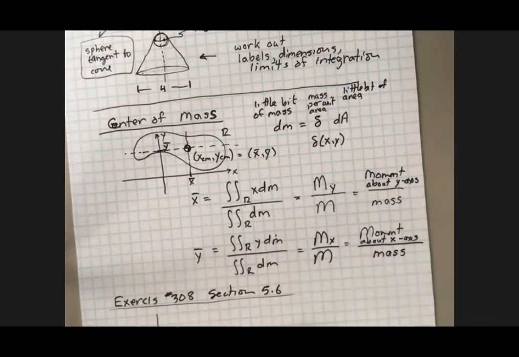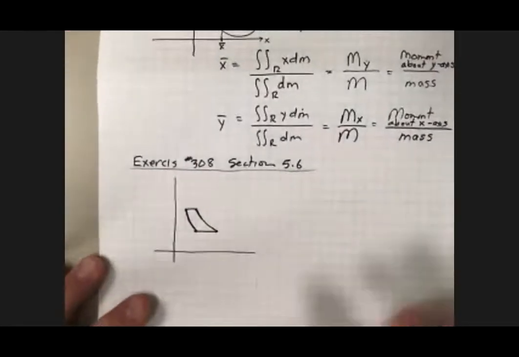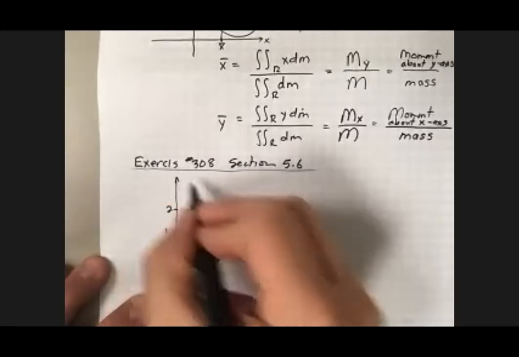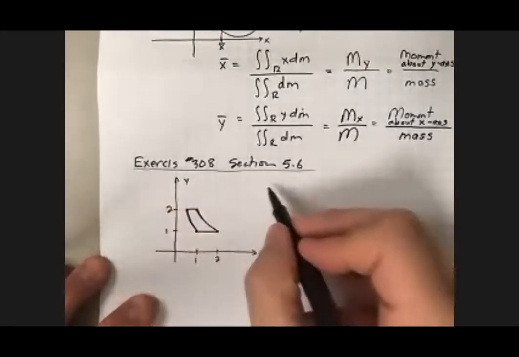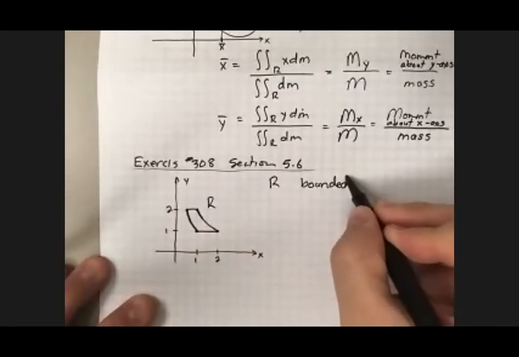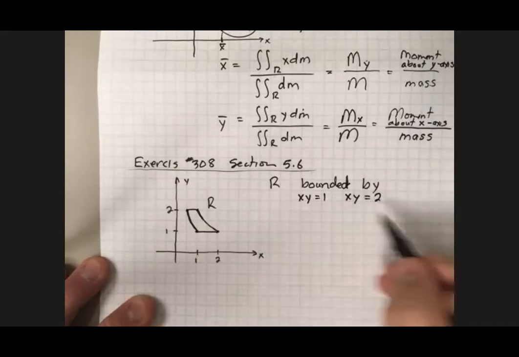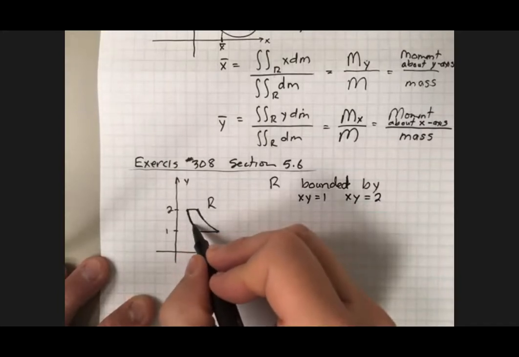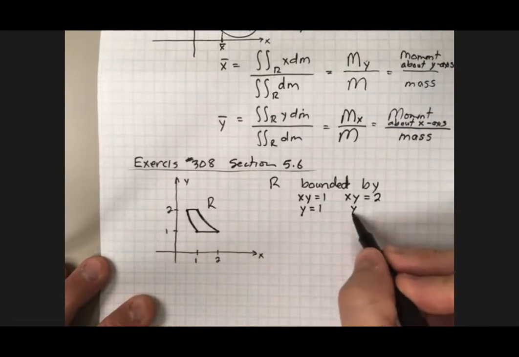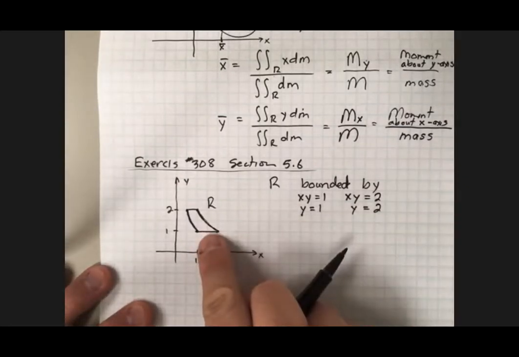So I'll write this down carefully in a second, but first I wanted to draw it. Excuse me, let me move my paper and label the paper effectively. So this is 1, 2, 1, 2, y-axis, x-axis. And this region R is bounded by x times y equals 1, x times y equals 2. And those are, by the way, hyperbolas. So here's x times y equals 1, x times y equals 2, and y equals 1, and y equals 2. So what I want to know is what's the center of mass of this region.